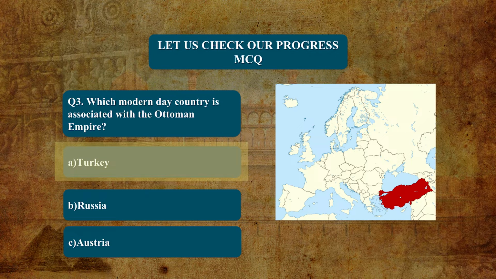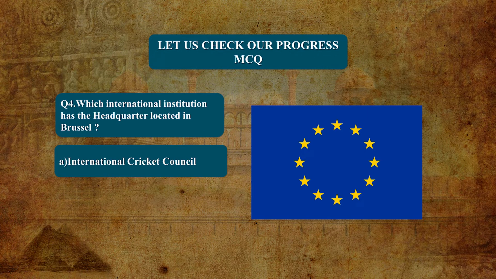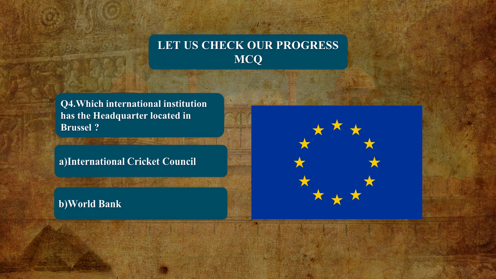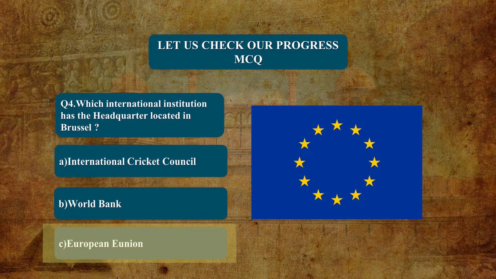Moving to our next question, which is the second last question: which international institution has its headquarters located in Brussels? A. International Cricket Council, B. World Bank, C. European Union. This question has a relationship with your political science chapter 1, and the correct answer is the European Union headquarters.